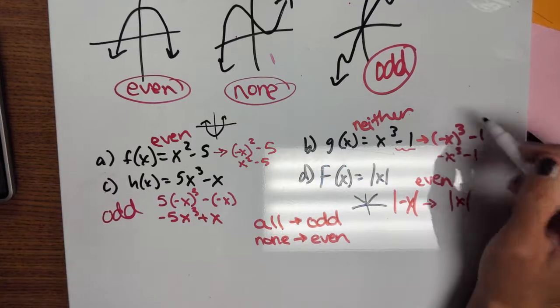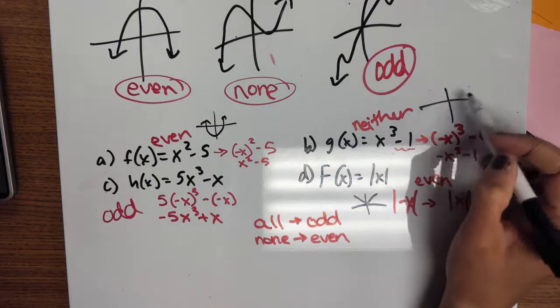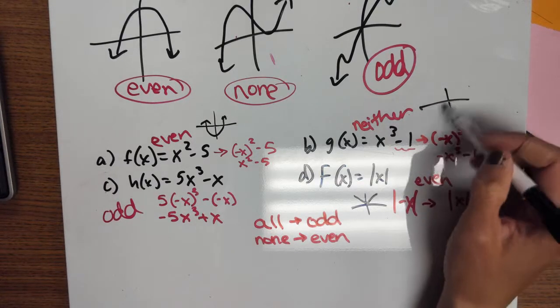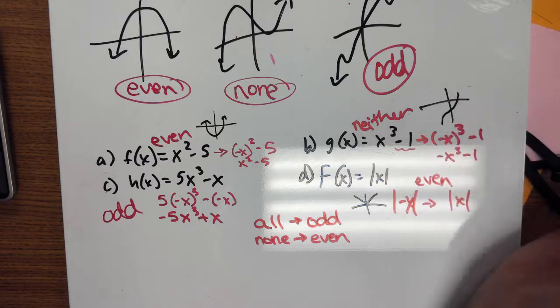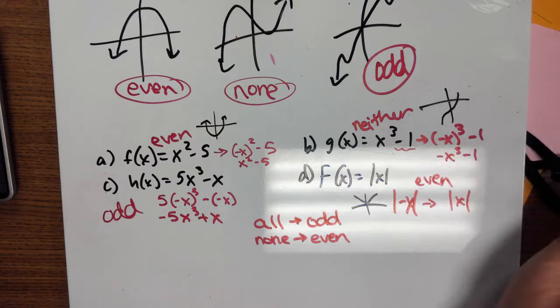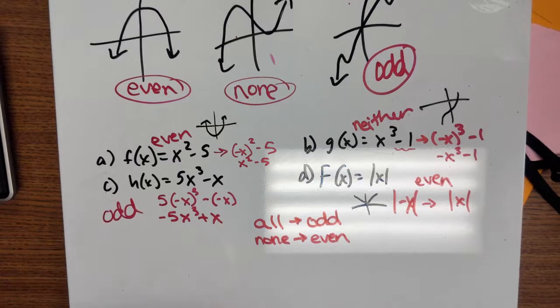X cubed is going to be something like that, like the S curve, but we're shifted down 1, which makes it no longer odd. And then my 5x cubed minus x, that's another x cubed, the S curve, which this one is symmetric because it goes through the origin.